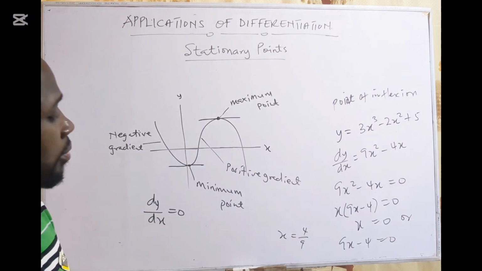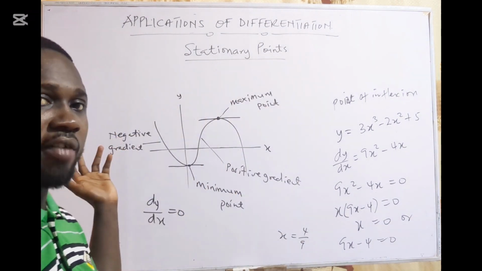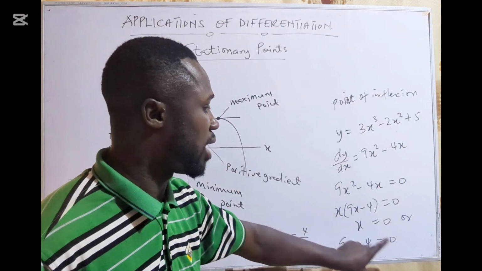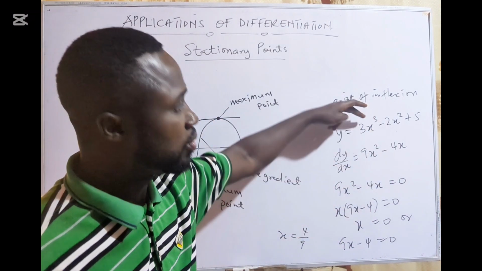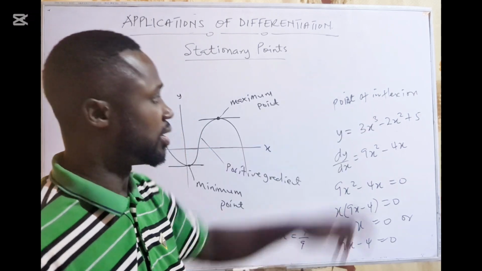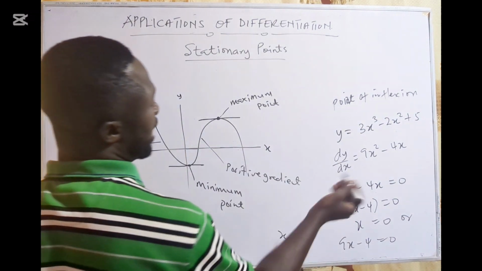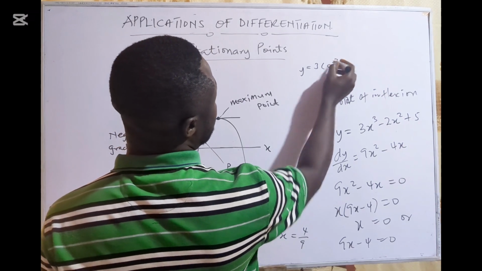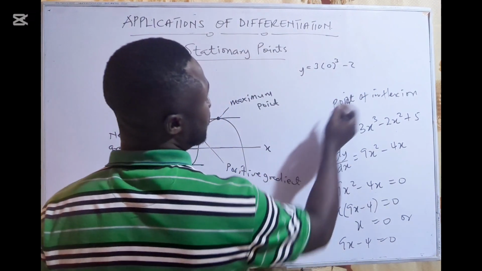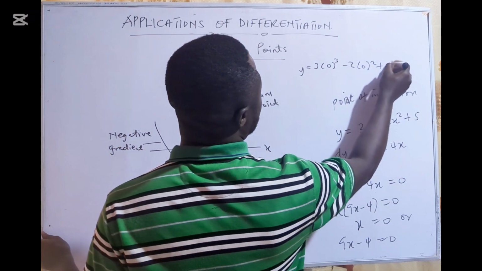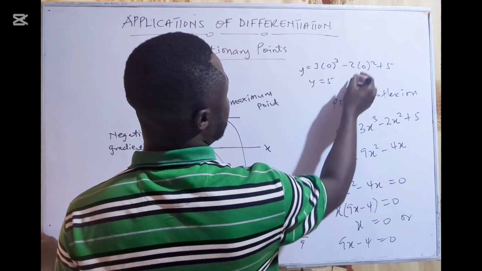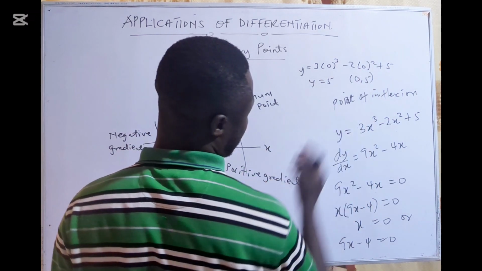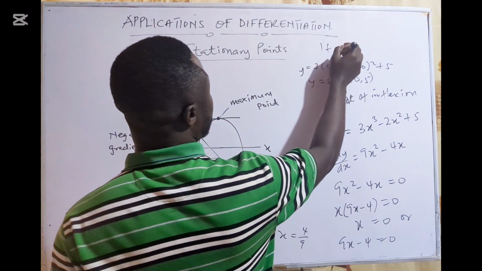So what you do to find the corresponding y value so that you get the point? Okay, so what you do is that you take this particular value of x, then you substitute into the main function here. So I'll take the value, say x is 0, say y is equal to 3(0) cubed minus 2(0) squared plus 5. So y will be equal to 5. So my point to be what? (0, 5). That is x is 0, y is what? y is 5. That is if x is 0.